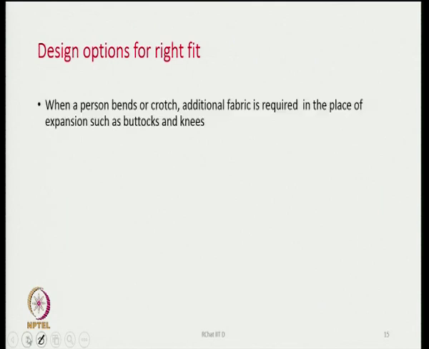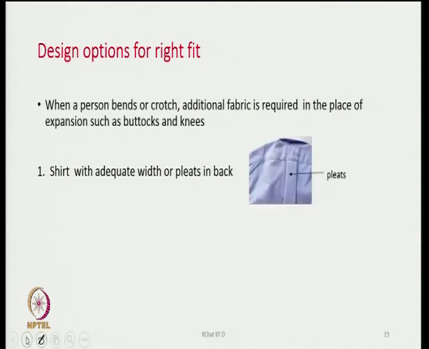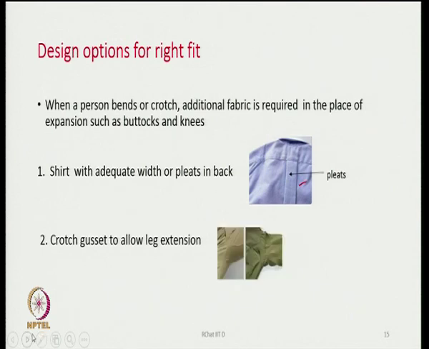Design options for right fit. When a person bends or crouches, additional fabric is required in the place of expansion, such as buttocks and knees. So, let us say you can have a shirt with adequate width or pleats. This kind of shirt design is there. This is to take care of the extension near the shoulder. Crotch gusset to allow leg expansion. In these areas, if you see, extra material has been given, so that it can take care of the expansion in this area, this area.